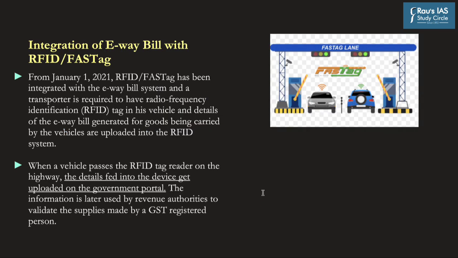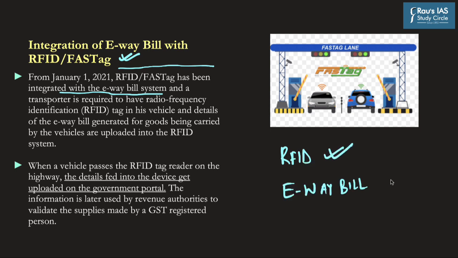So after understanding about generation of e-way bill, let's go through the step of integration of e-way bill with RFID and FASTag. So this news highlights that from 1st January 2021, RFID FASTag has been integrated with the e-way bill system. And in this regard, a transporter is required to have a RFID tag on his vehicle and also the e-way bill while he is traveling from one state to another.